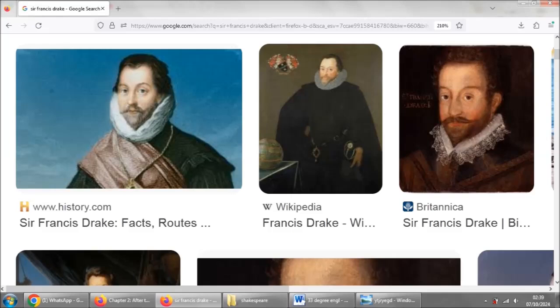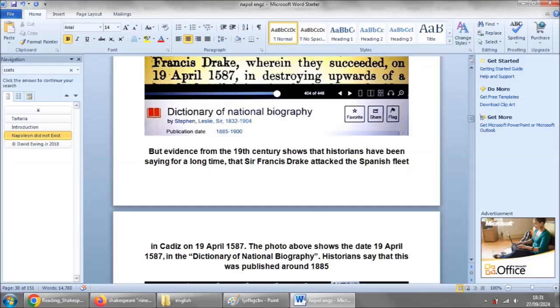But there is a problem with the dates that many people have noticed. If you examine the so-called history that they're telling us, evidence from the 19th century shows that historians have been saying for a long time that Sir Francis Drake attacked the Spanish fleet in Cadiz on 19th of April 1587. The photo above shows the date, 19th April 1587, in the Dictionary of National Biography. Historians say that this was published around 1885. Even that is a fake too. It's a long story, because the history of the printing press doesn't make sense.